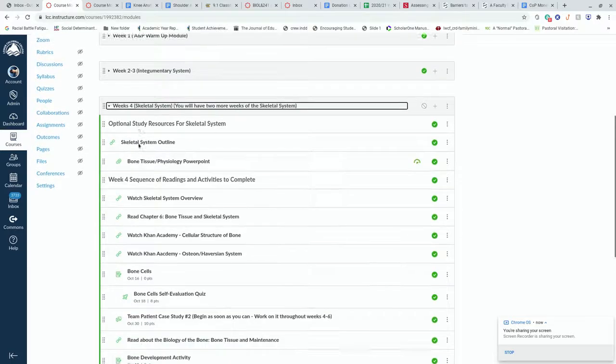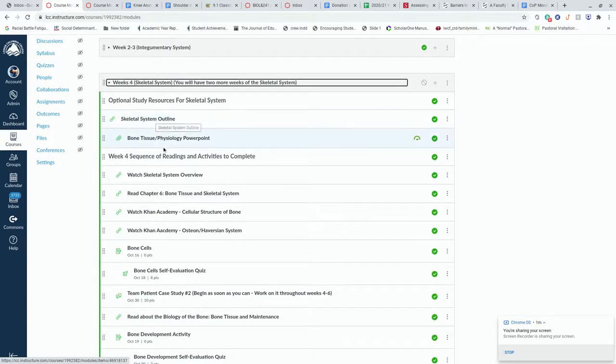Now week 4, you've got your skeletal system outline here. Make sure you use that outline to take notes as you read and watch videos. It's a great way to structure your reading and your understanding. There's also a bone tissue physiology PowerPoint if you prefer to have PowerPoints. That's a good way to take notes as well and structure your readings and your notes during watching videos. You have your 4 different activities and readings and videos to watch here to help you learn that content.